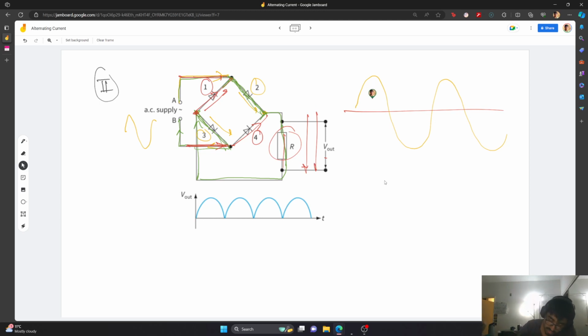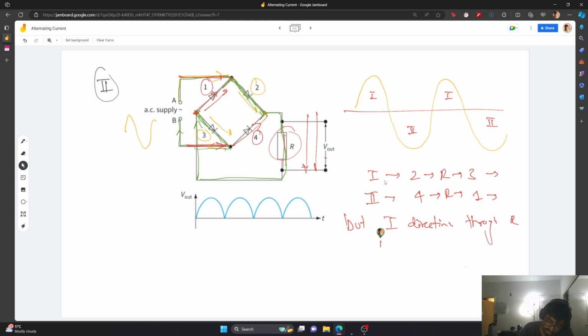So what happens is in this first region, second region, then again first region and second region. In the first region, you have 2, resistor, 3 and then back out. In the second part, it enters from the bottom which is 4, then the resistor, then 1 and then back out, right? So that's the key idea. Two different mechanisms are at play, but the current direction through R is always the same.